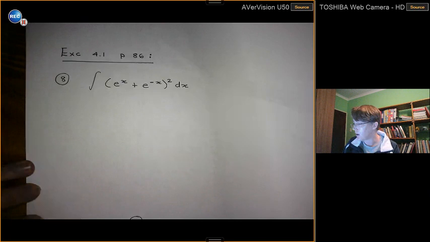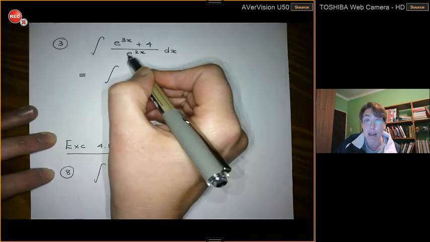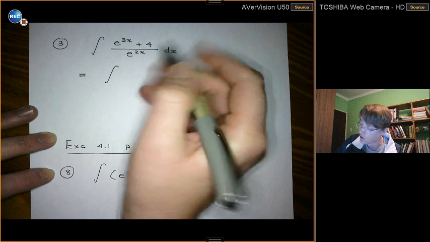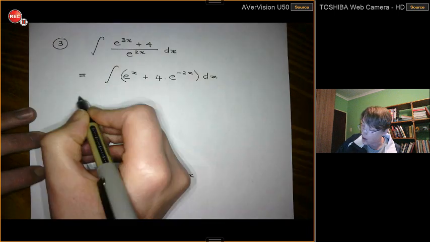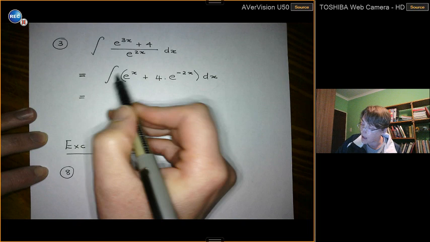So I can just go and say it's the integral of e to the power of 3x divided by e to the power of 2x, which is e to the power of x, plus 4 divided by e to the power of 2x, which is going to be 4 times e to the power of negative 2x dx. So if you can go and simplify the algebra, please do so, especially if the sum now becomes incredibly easy to do. So now I can find the integral of the first one plus the integral of the second one.